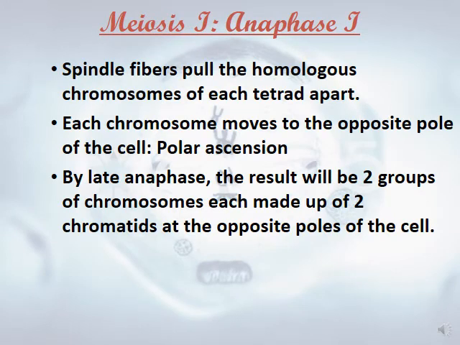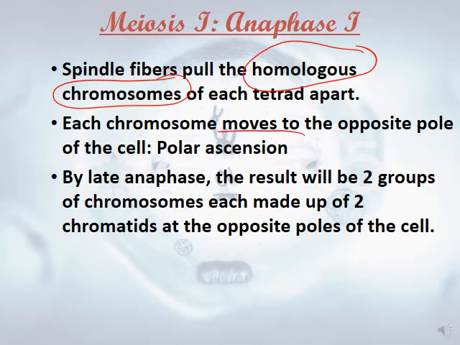So the events of anaphase I: spindle fibers pull the homologous chromosomes. In the anaphase of mitosis, it was the sister chromatids, if you remember. So here they pull the homologous chromosomes of each tetrad apart. Each chromosome moves to the opposite pole of the cell, polar ascension. By late anaphase, the result will be two groups, each made of two chromatids at each pole of the cell.